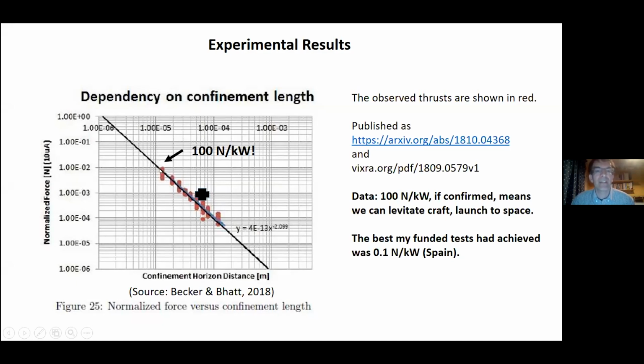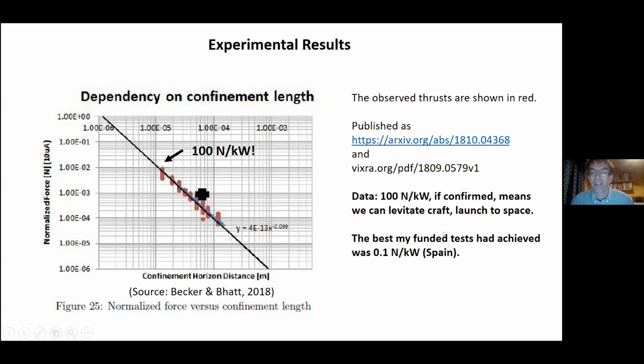The interesting thing is that the best result they got for a separation of about 10 microns is 100 newtons per kilowatt. And this is quite explosive, because if this can be confirmed, then this means we can launch things electrically without rockets.